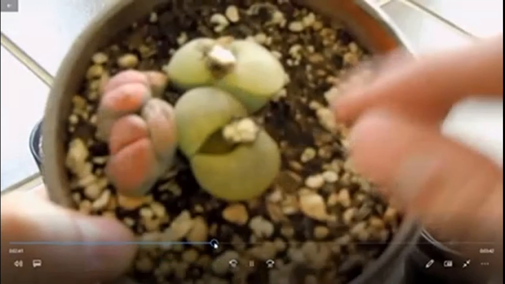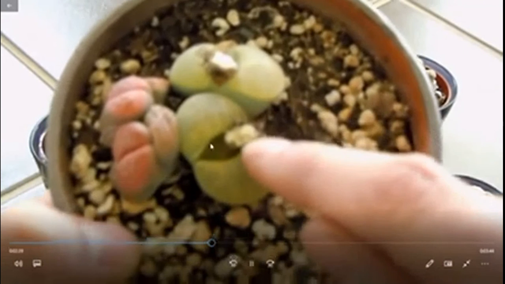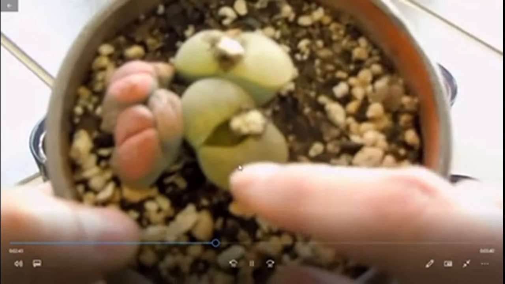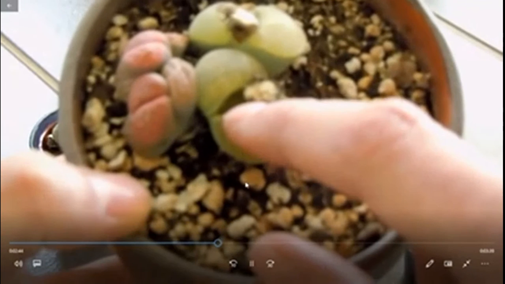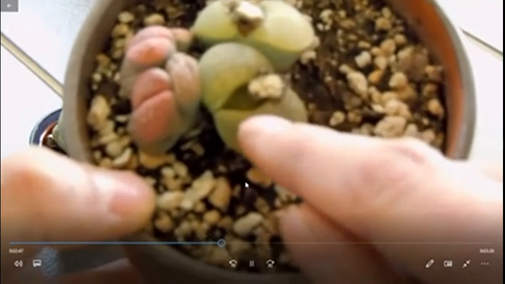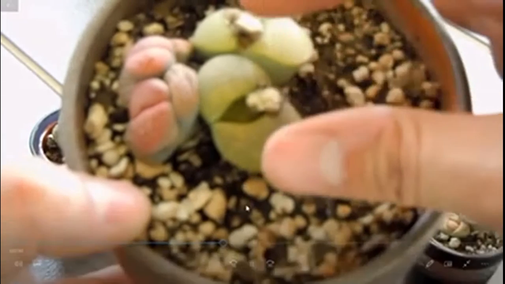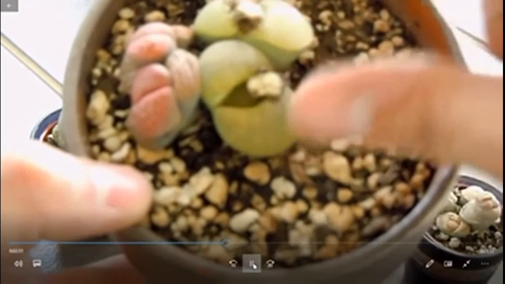This one had a flower. I'll show you in another video a flower as they happen. As you can see, they're just starting little babies there. It's splitting apart. Generally, this is together.